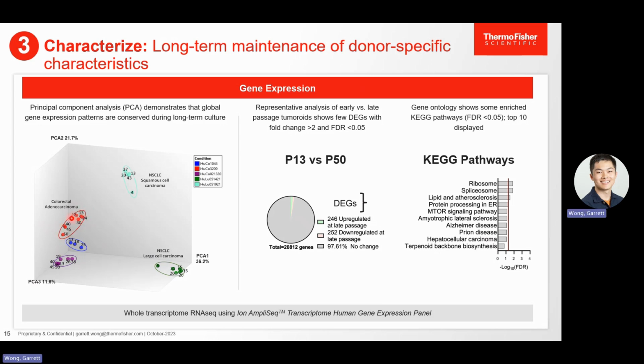While there may be some differences in the passages, they most tightly correlate with each other. Whereas if you look at different cancer tissues, so these are the squamous cell carcinomas for non-small cell lung cancer, you can see that these cluster very differently than the colorectal, as well as the non-small cell lung carcinomas for the large cell ones down here on the right.